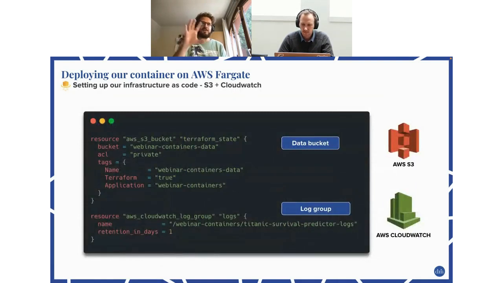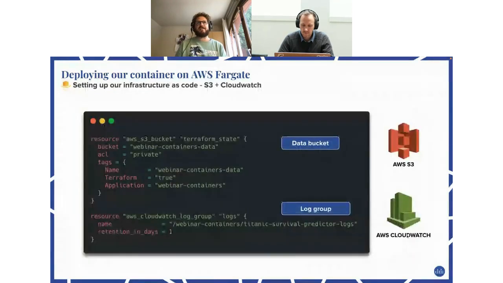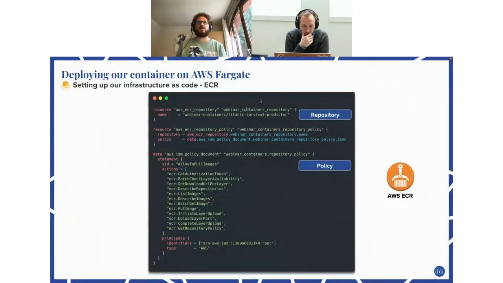So I won't go, because this might be a bit intimidating. I don't want to go into the details, but if you remember that picture here, we have like 1, 2, 3, 4, 5, 6, 7 pieces of infrastructure we need to create before we can do what I did. And this is what it looks like in Terraform. You say, hey, I want to create an S3 bucket with that name, and I want to create a log group with that name, and you pass parameters. And when you execute this, it's actually creating things for you. The same thing is true for the ECR repository and so on.